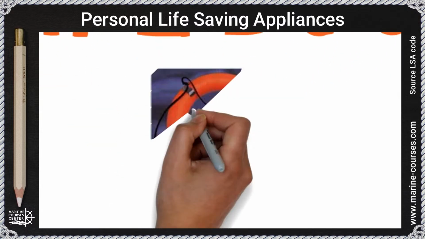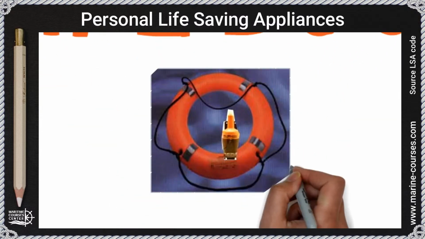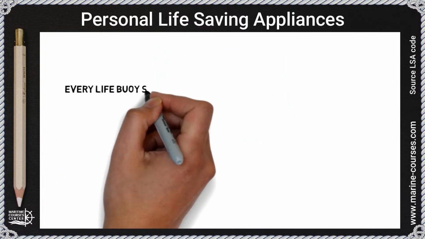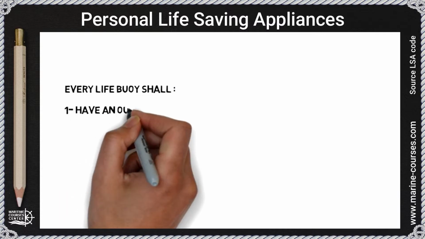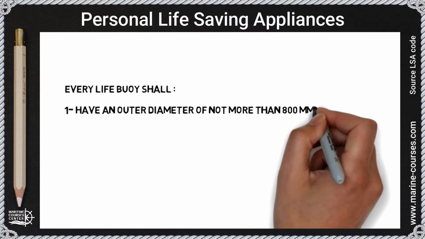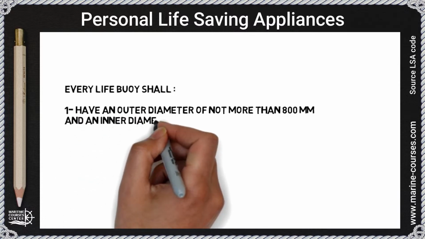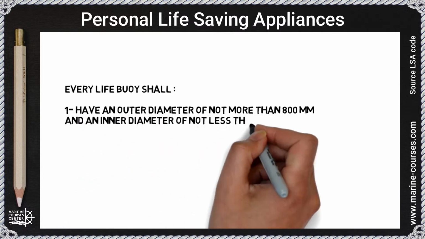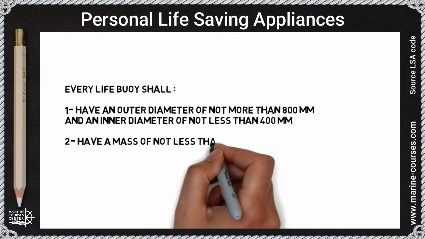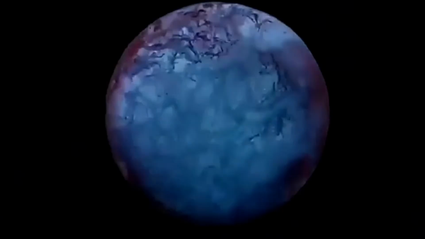First, life buoy. Today we're going to talk about life buoy. Every life buoy shall: 1. Have an outer diameter of not more than 800 mm and an inner diameter of not less than 400 mm. 2. Have a mass of not less than 2.5 kg.